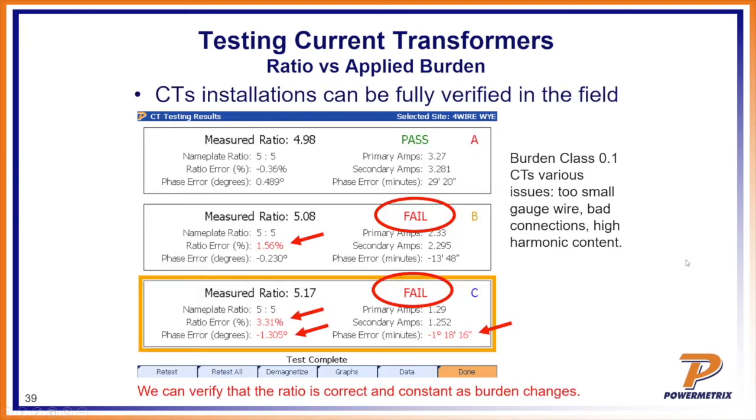But now we get into a little bit more real life situation. This CT was a 5 to 5, but it had a 0.1 ohm max rating on it. So you can tell that it doesn't perform very well. The Powermaster will give you a fail message once it exceeds these ratio errors. And these ratio errors can be set up based on the customer's point of view.